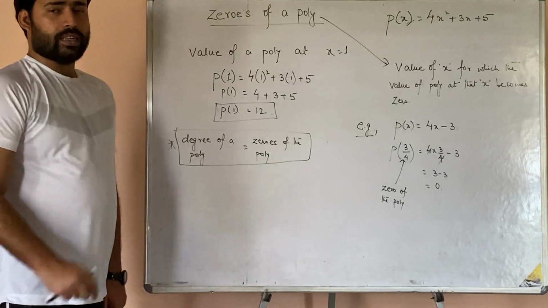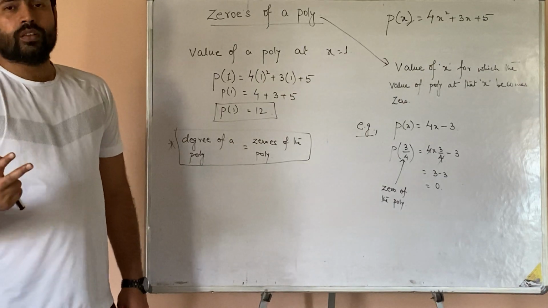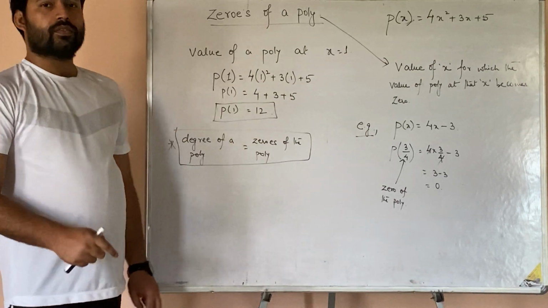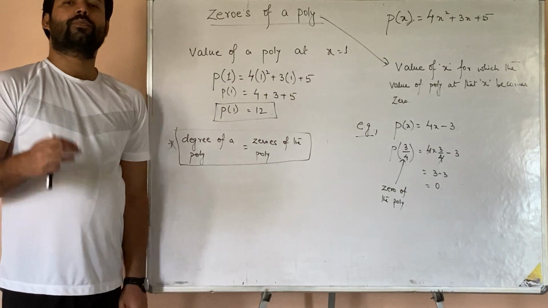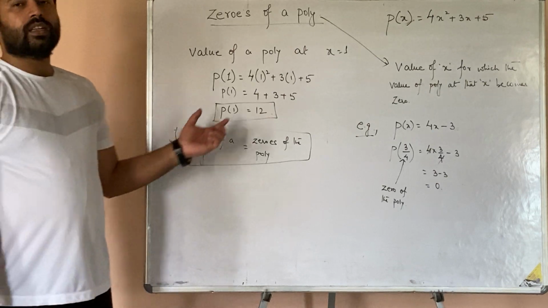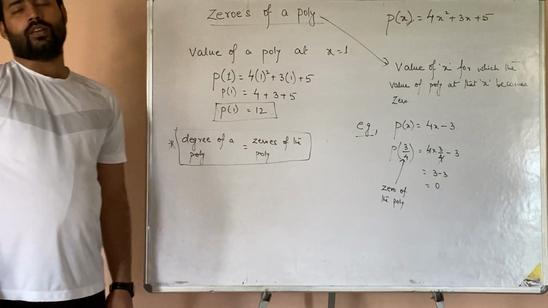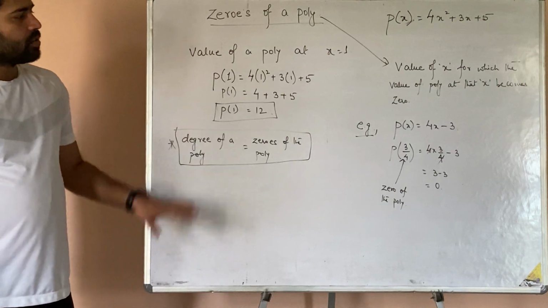If the degree is 2, that means I am talking about a quadratic polynomial, then again the zeros of the polynomial would be 2. If degree is 3, then zeros of the polynomial will be 3, and so on. So the degree basically defines the zeros of a polynomial. Am I clear? So please pause the video to note it down.